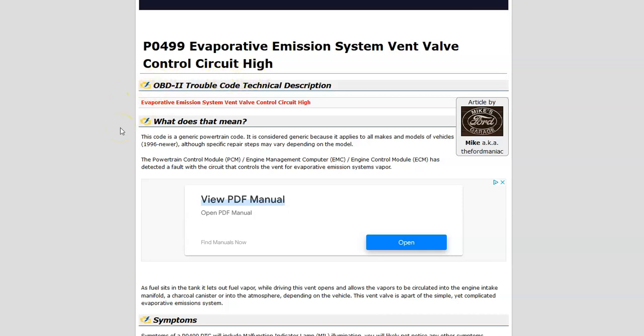Well, the EVAP system was created to contain all the gas vapors inside the gas tank and get sent back to the engine to get burnt off. And this is for emissions. And the onboard computers are seeing the error inside the system, so it'll have to be fixed.